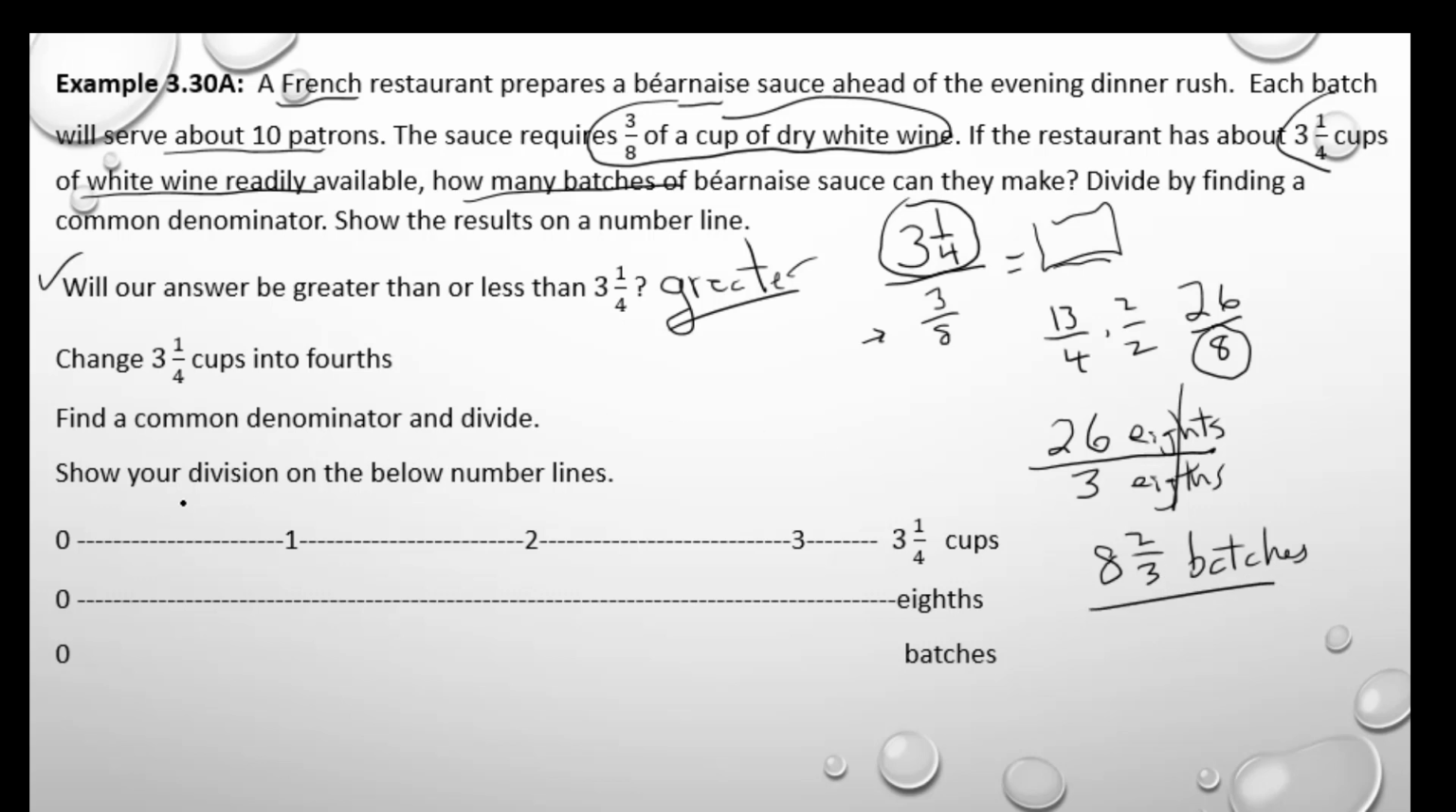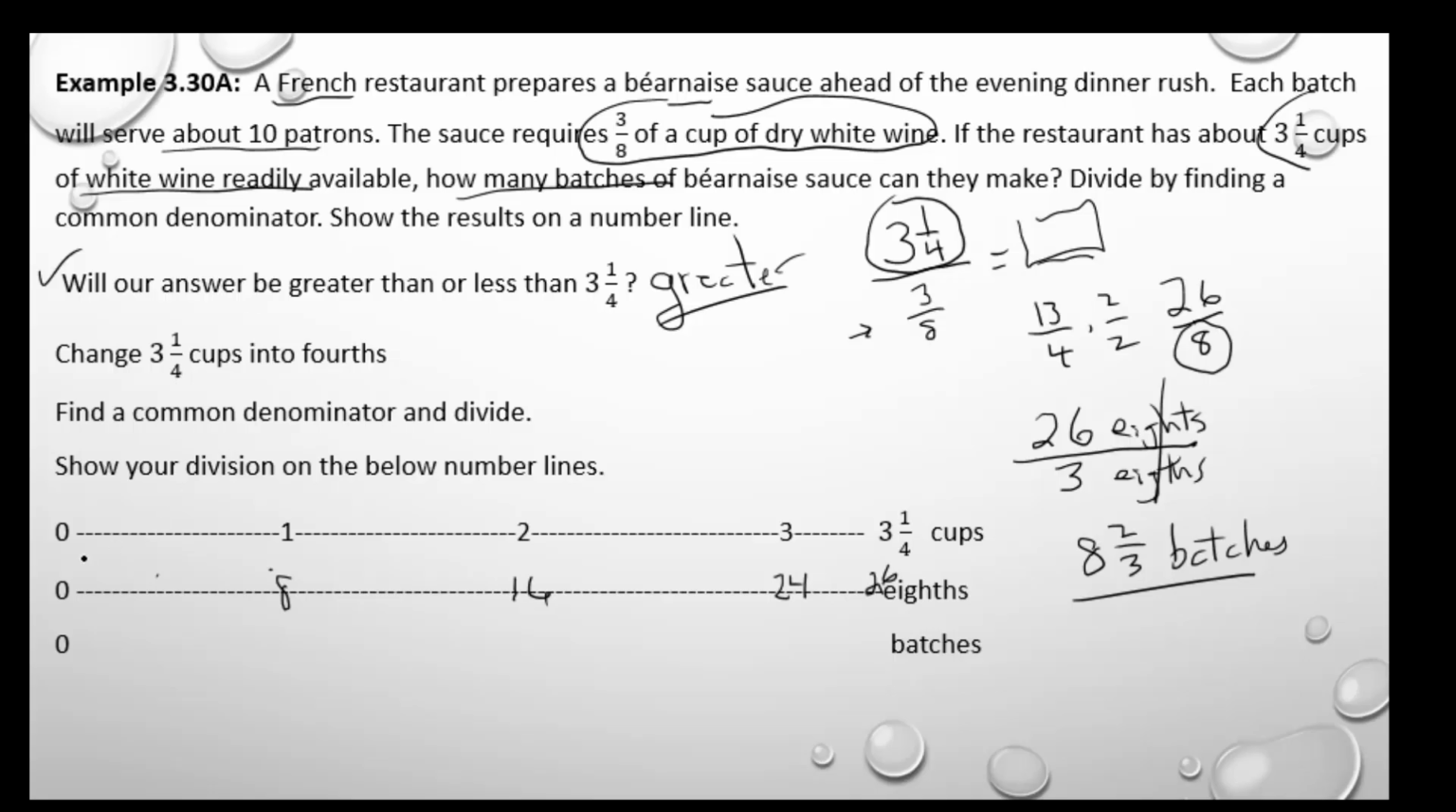So let's do this on a number line. I build in the eighths here. 3 1/4 cups is the same as 26/8 cups, right? And I just put in every cup: 8/8 in 1 cup, 16/8 in 2 cups, etc. So the batches, I'm going to get a batch every 3/8, which is up here.